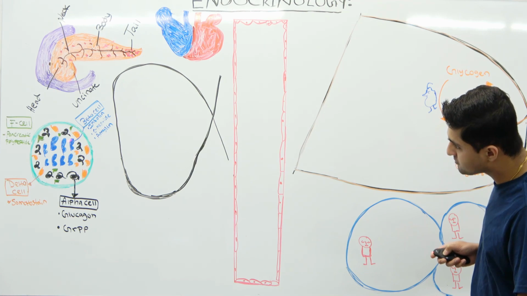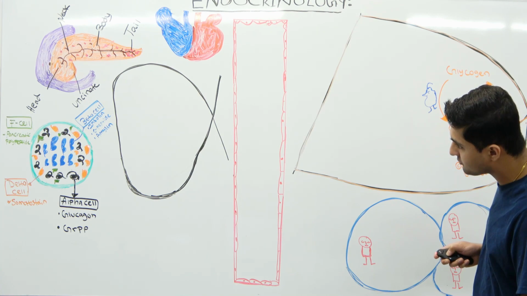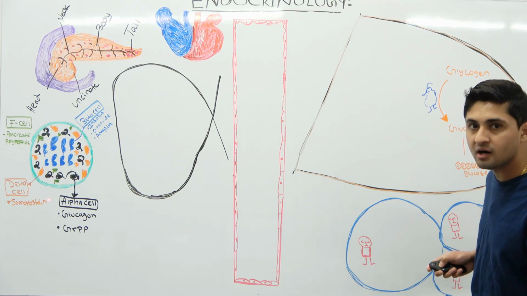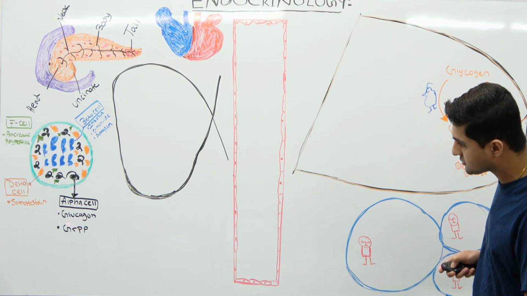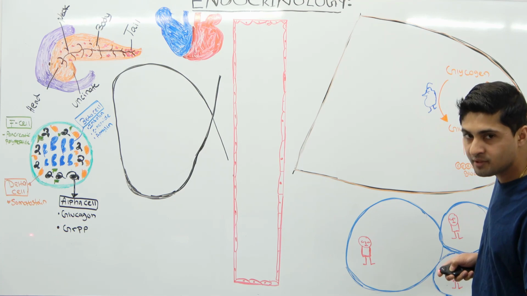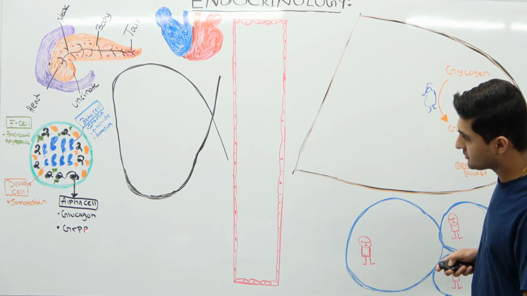And right here, look at this, peripherally located are these alpha cells, and these are the alpha cells which are going to produce what? Glucagon, right? Not only do they produce glucagon, but they also produce, what is this called? The GRPP. What does GRPP mean? We'll talk about this, I'll tell you about this.